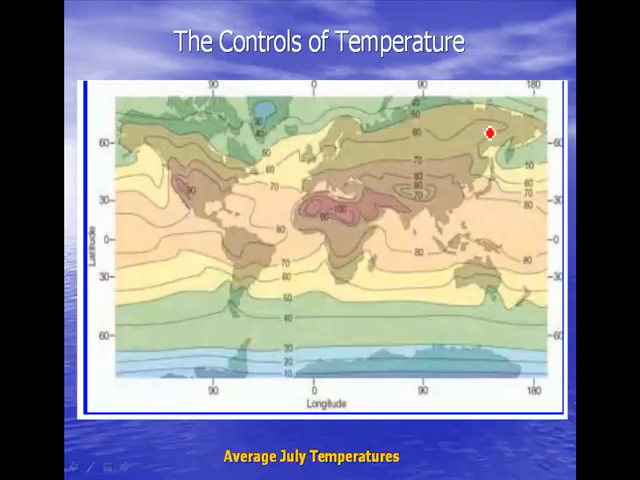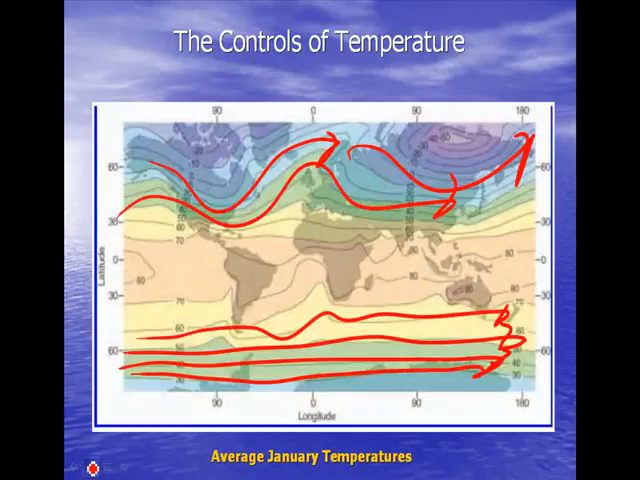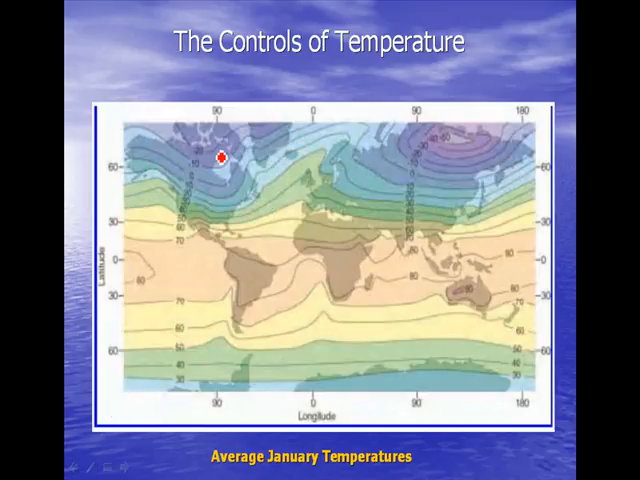Well, let's take a look at the average July temperature. Now, notice over the North American continent here, obviously, temperatures are warmer. However, there aren't as many isotherms present. Okay, let's back up here a second. I'll clean this up here. Notice quite a few isotherms here. In other words, temperature changing rapidly as we go from north to south.